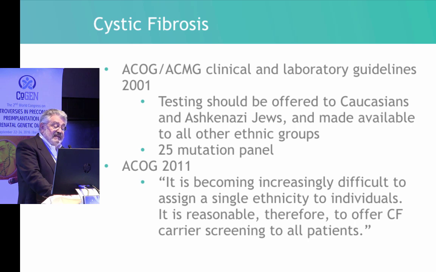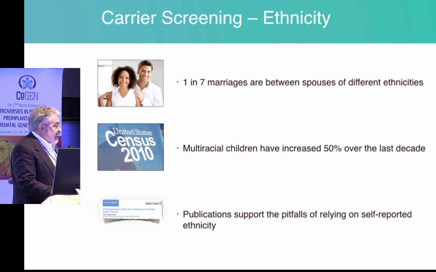It's becoming increasingly difficult to assign a single ethnicity to individuals. It is reasonable, therefore, to offer CF carrier screening to all patients. And why they haven't extended it to other disorders yet, it's surprising. And part of the reason for that are these population statistics. These are from the U.S. 1 in 7 marriages are between spouses of different ethnicities. Multiracial children have increased 50% over the last decade. And many publications support the pitfalls of relying on self-reported ethnicity.